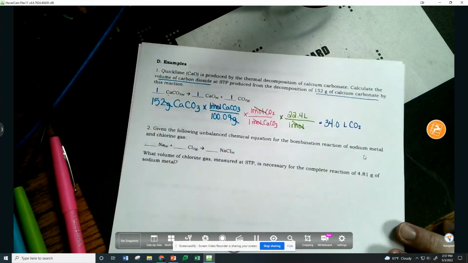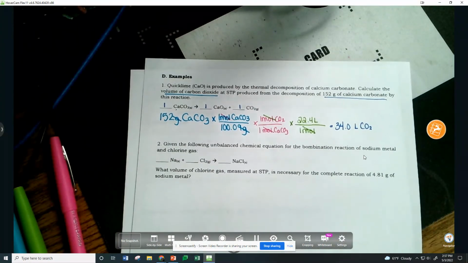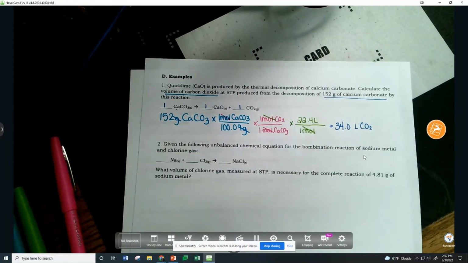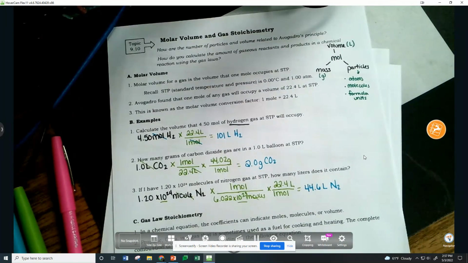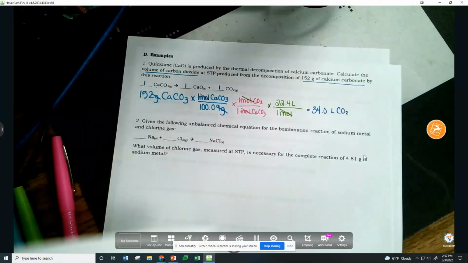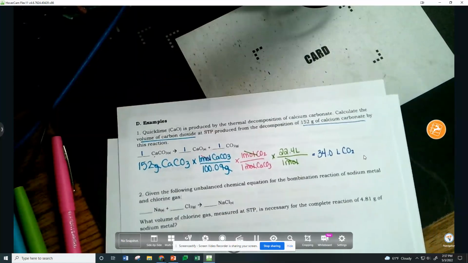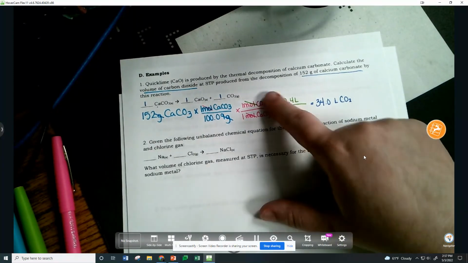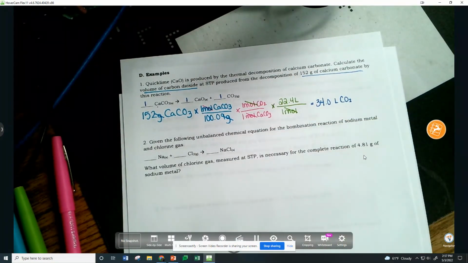So again, the reason why we couldn't do it in one step like we did on the front side is on the front side, we were going from liters and we were ending at liters. Everything was in the gaseous state. Here, we started with grams, and then we could not just use a volume ratio here because it's a solid that forms a gas.